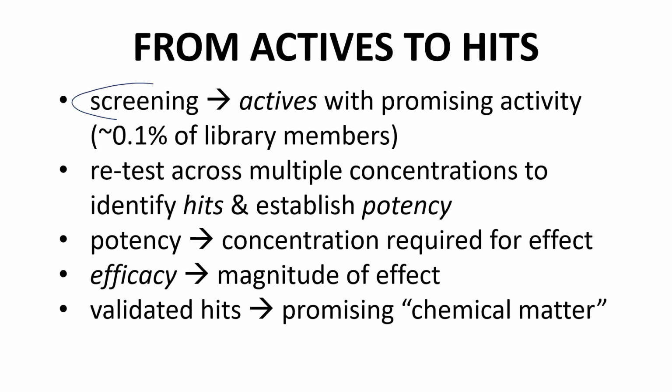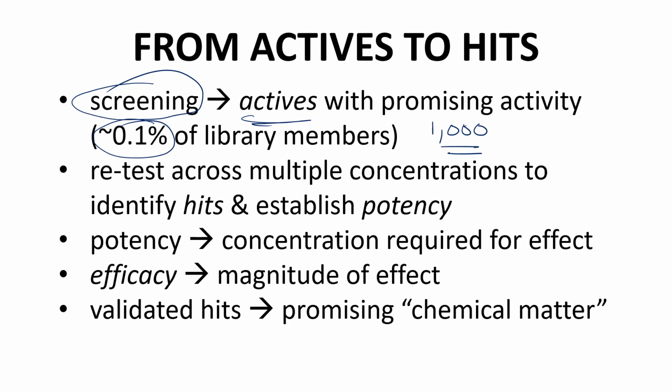A screening campaign identifies a pool of compounds that are called actives. The actives are compounds that show a promising level of activity in the screening assay. The number of actives is often around 0.1% of the screened library. If 1 million compounds are screened, then you could have around 1,000 actives.